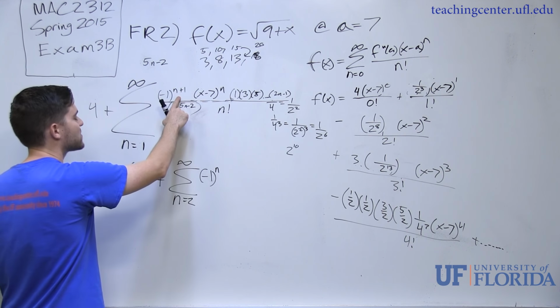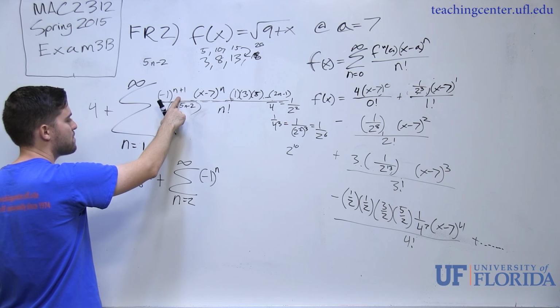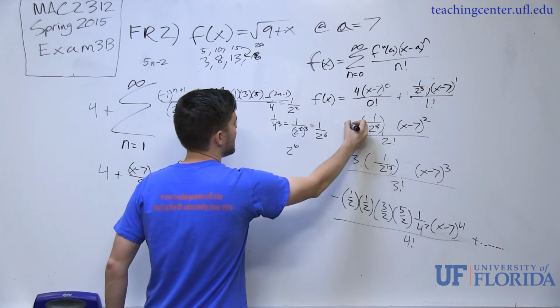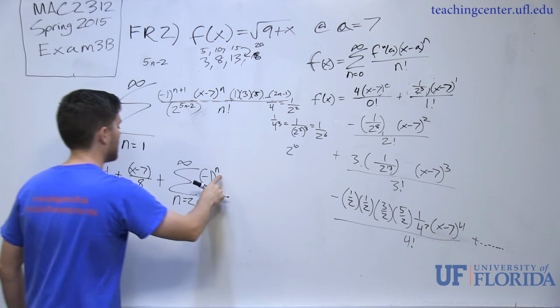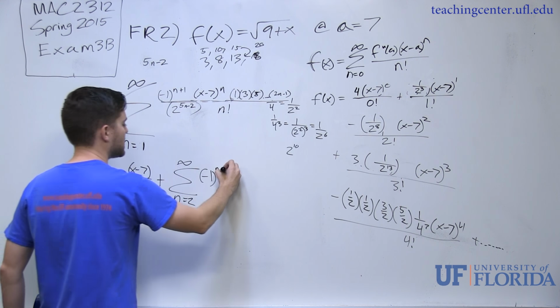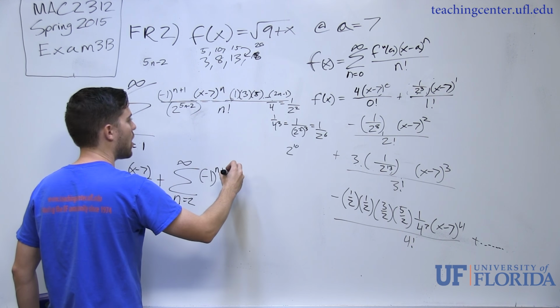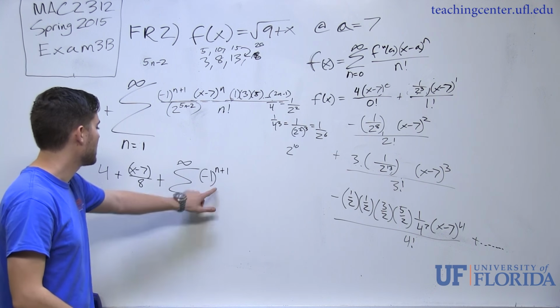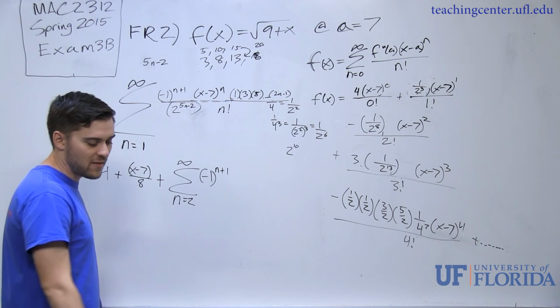So before it was negative 1 to the n plus 1, but now, if this term is going to be negative, if I plug in n equals 2, that doesn't work anymore. So I need to plug in n plus 1. Oh, that was what it was. Never mind. Negative 1 to the n plus 1 was what it was. Okay, so that's okay for that term.